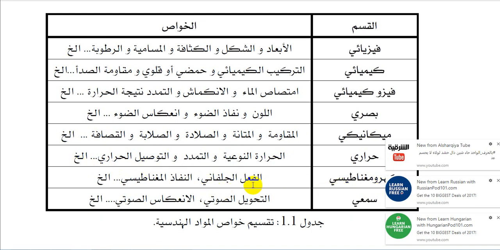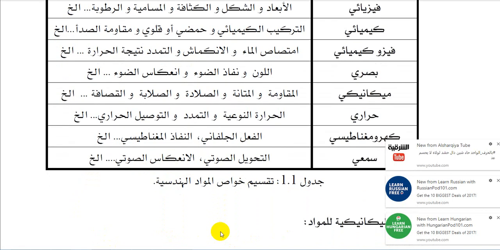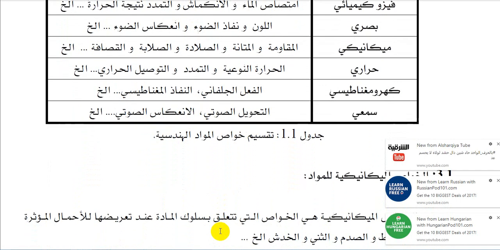Electromagnetic: galvanic action, magnetic penetration or magnetic infiltration, etc. Acoustic: sound conversion or auditory conversion and auditory reflection. Table 1 illustrates the divisions of the engineering materials particularities.